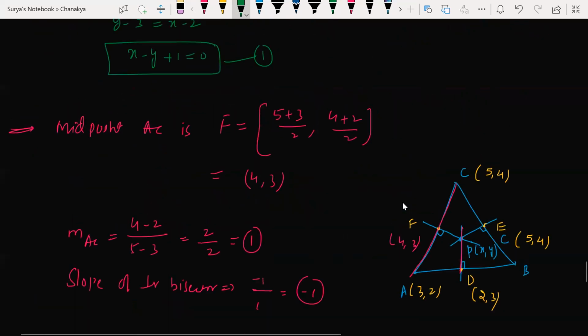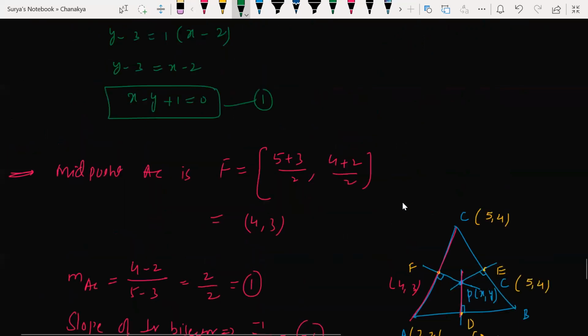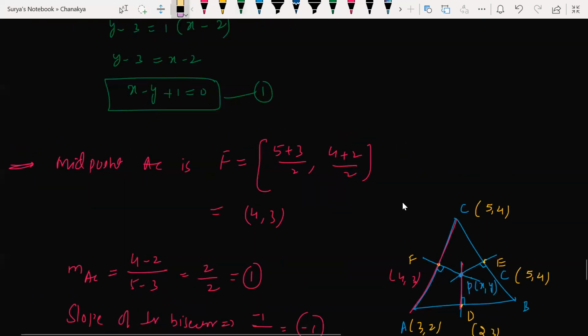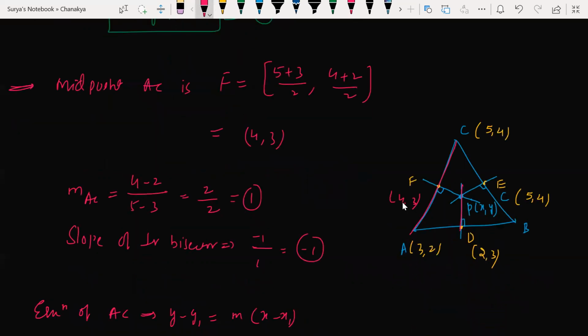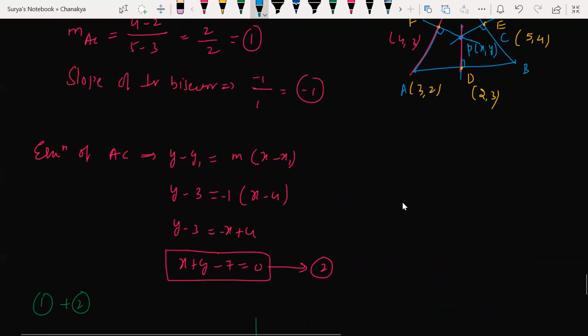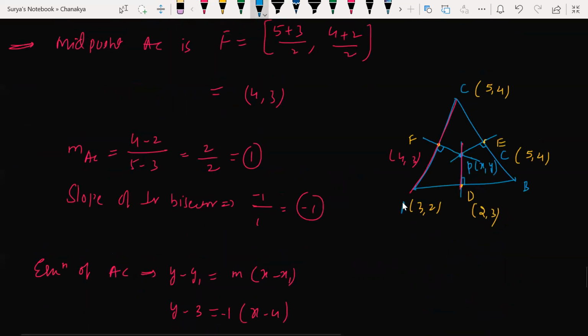Sir, first we should find the midpoint and the slope, and after that the perpendicular bisector, and substitute in the equation. Yes, look at it here. First of all, you need to find the coordinates of F. Then you find out the slope of AC. You will get that.